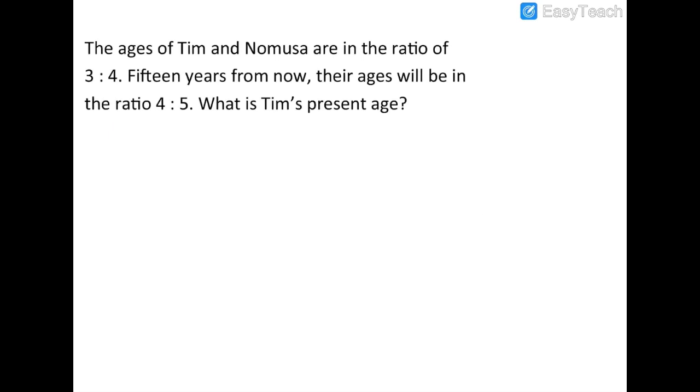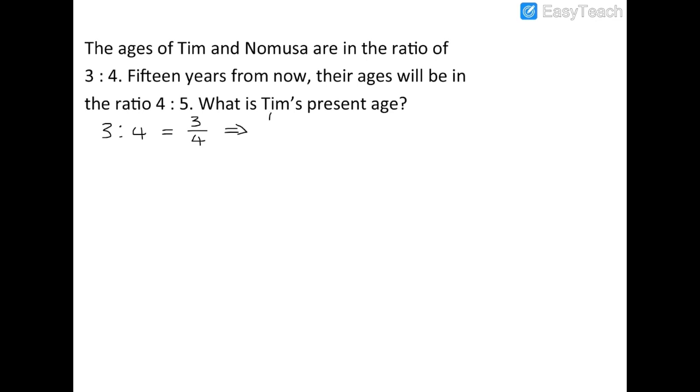Next question says the ages of Tim and Nomusa are in the ratio of 3:4. 15 years from now, their ages will be in the ratio of 4:5. Question says, what is Tim's present age? Okay. Now, if we are given a ratio 3:4, it's important to remember that this is the same as 3/4.